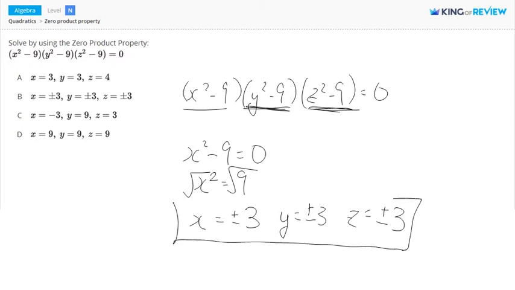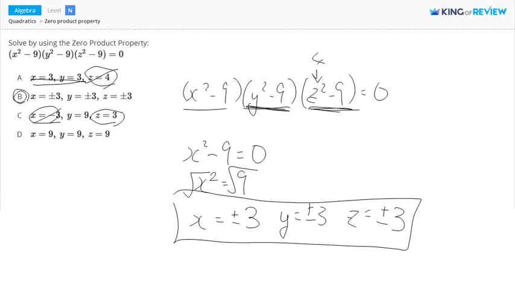So this is our answer. And therefore B, option B, is our answer. Now let's look at our other options. Option A says x equals 3, y equals 3, so that's already missing negatives here. But on top of that, it says z equals 4. Well, if you plug in a 4 to this, we know that that's not going to be 0. So this is wrong.